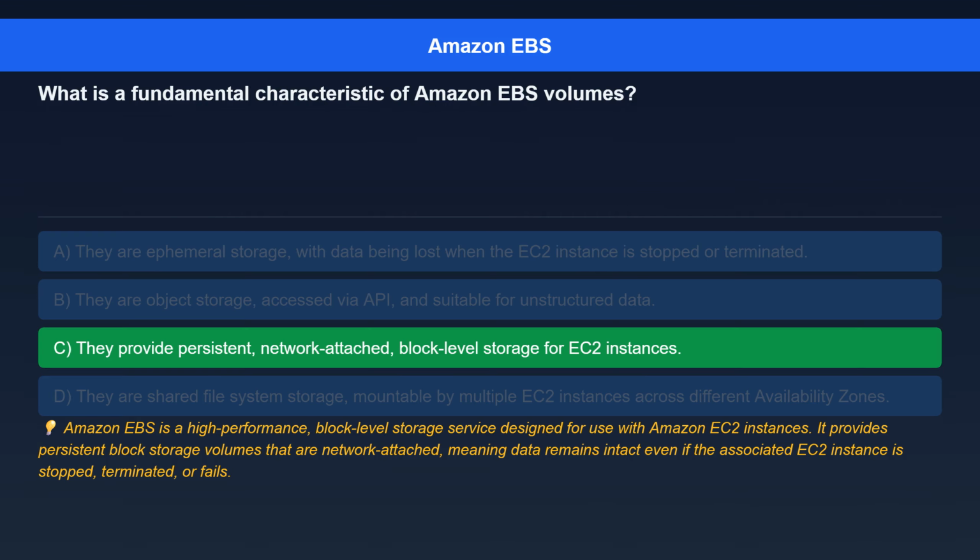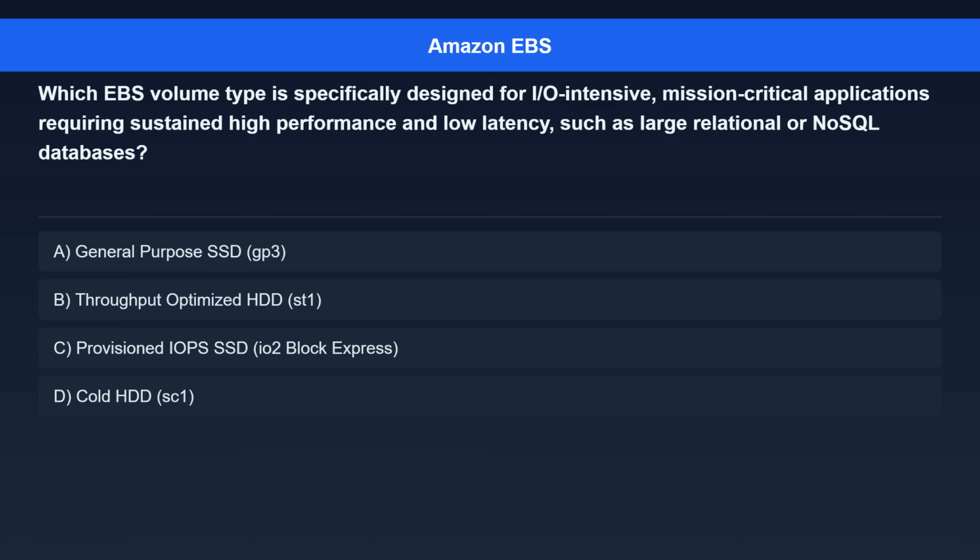The correct answer is they provide persistent, network-attached, block-level storage for EC2 instances. Here's the explanation. Amazon EBS is a high-performance, block-level storage service designed for use with Amazon EC2 instances. It provides persistent block storage volumes that are network-attached, meaning data remains intact even if the associated EC2 instance is stopped, terminated, or fails.